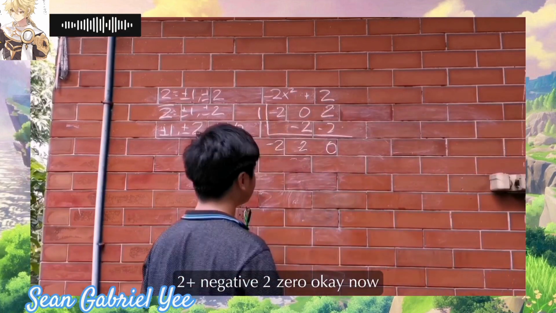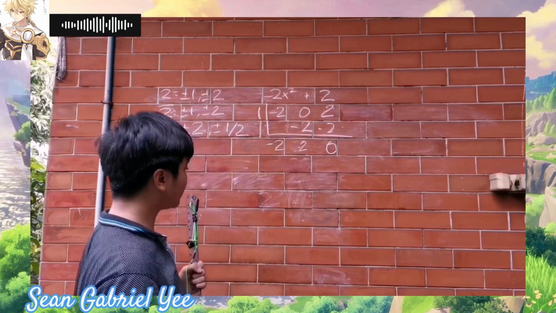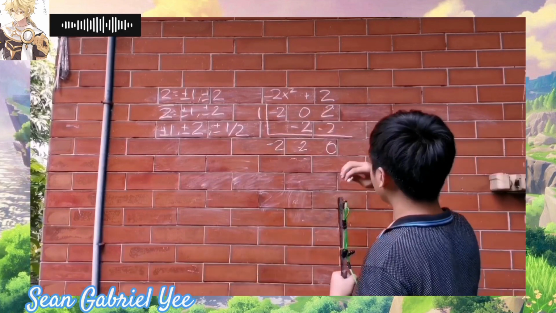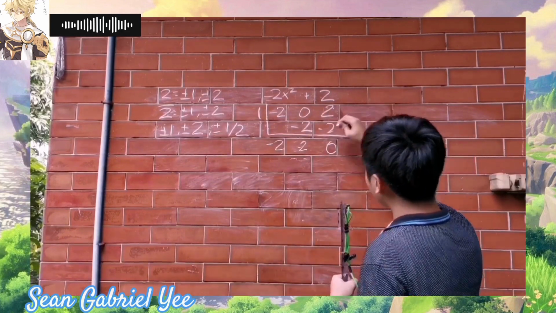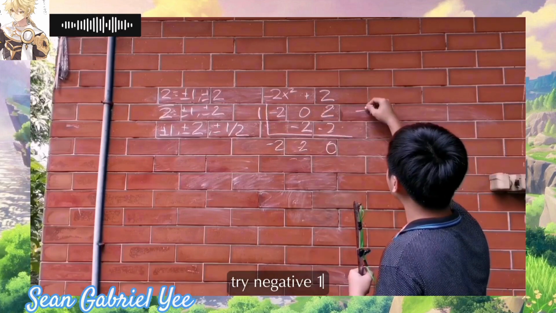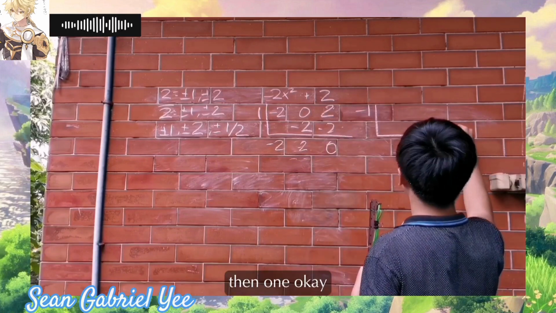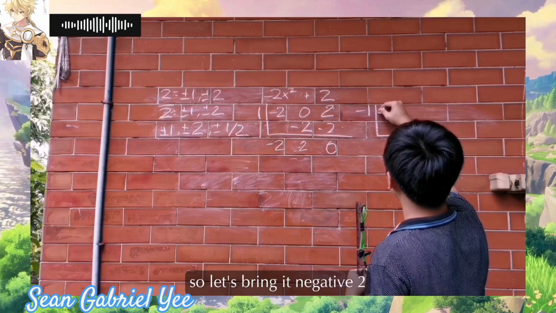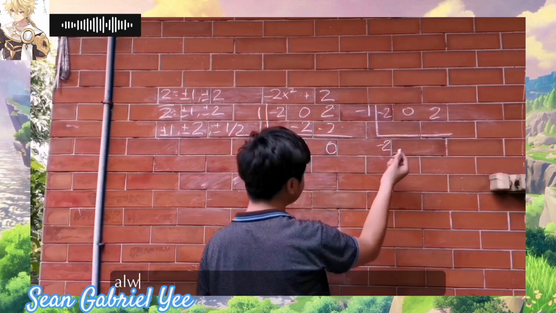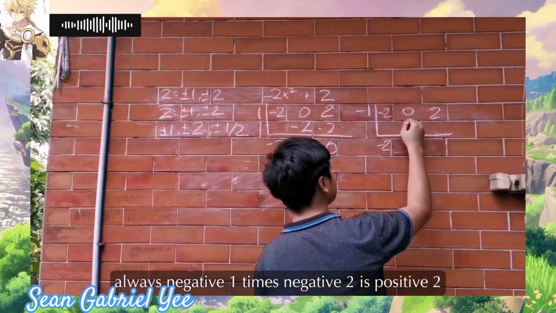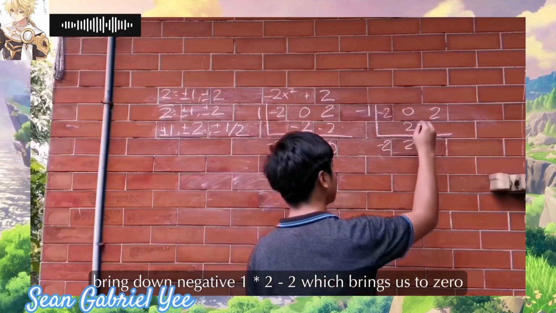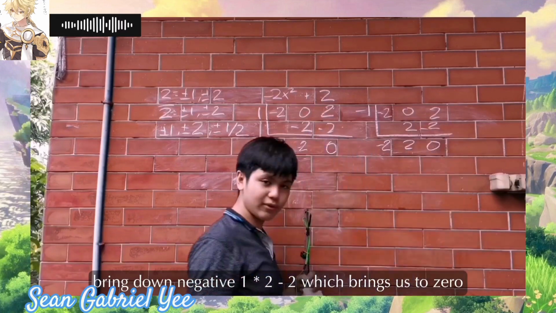Okay, now, factor. Or, if you don't like factoring, just look for it again. Look for the other 0, trial and error. If you don't want to use factoring, let's try negative 1. So let's bring down negative 2, 0, and 2. Bring down negative 2, always. Negative 1 times negative 2 is positive 2. Bring down 0 plus 2, then negative 1 times 2 is negative 2, which brings us to 0.